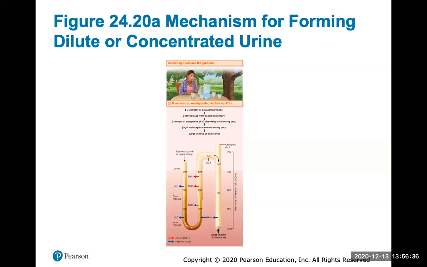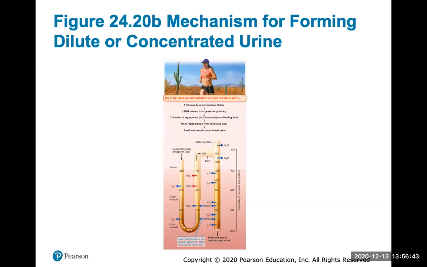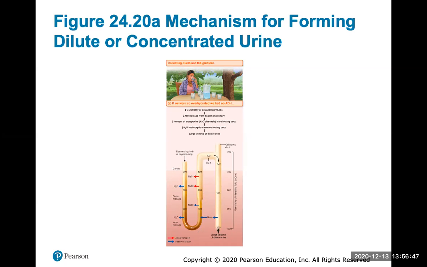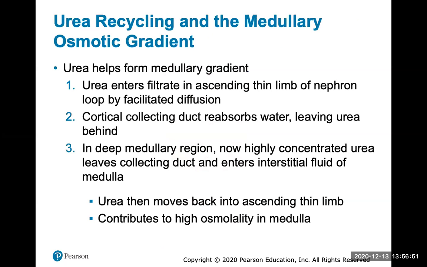So here are mechanisms, again, that I kind of skipped over, but just know that your kidney can create very dilute or very concentrated urine in cases of severe dehydration. This is showing a woman in the desert, or an overhydrated person, so drinking plenty.